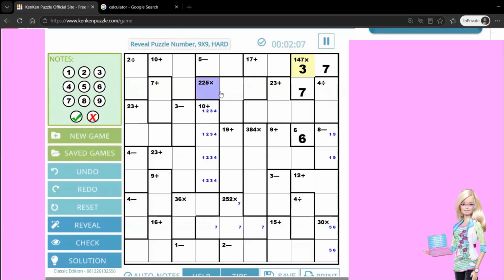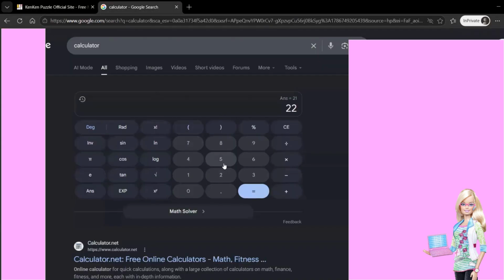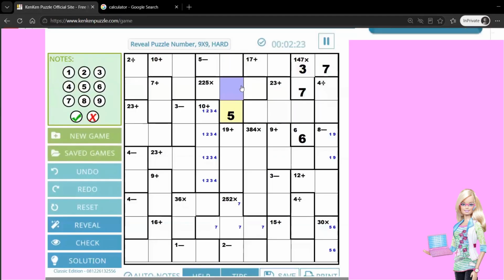Okay, 225. So 252, 7s, 225, that has to have 2 5s in it, right? So that means a 5 has to go there. And 225 divided by 25, 9. Okay, so it has to be a 9 1. It can't be a 3 3 because 3s can't go in the same row. Okay, so 5, 9. I know a 1 can't go in there because 1's going in this part of the column. That could either be 9 1, 5 9 1.